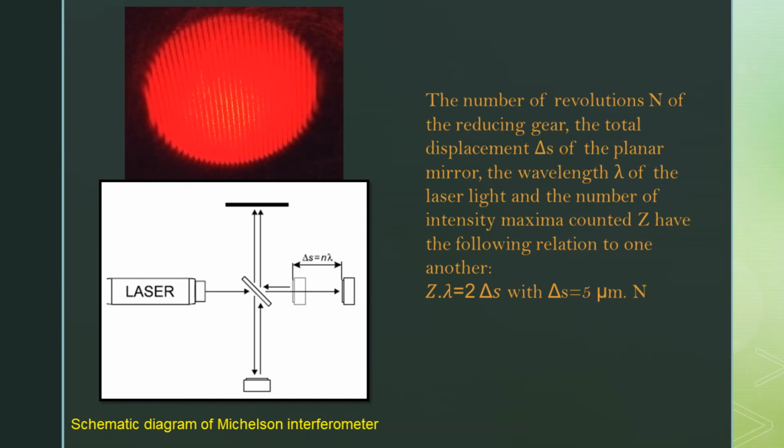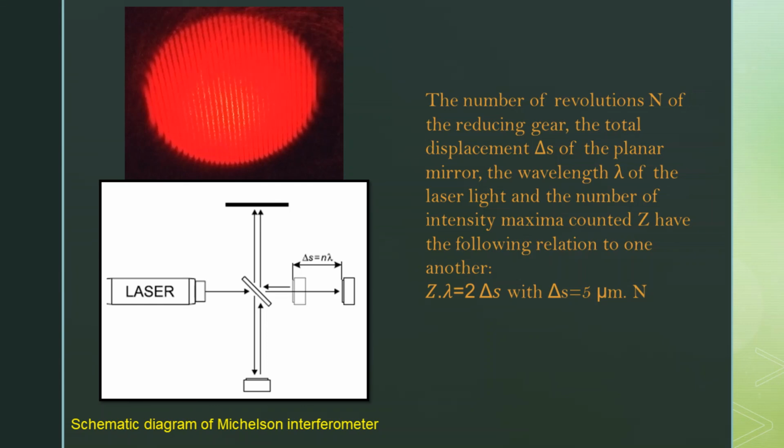Suppose in the first rotation of this reducing gear, the number of intensity maxima counted at a particular marked point on the screen is 16. So capital Z is 16 for N equal to 1. And if we rotate again, suppose the value is 33. So 33 is the capital Z. At a particular marked point, the intensity maxima has been displayed 33 times. So this is the capital Z.